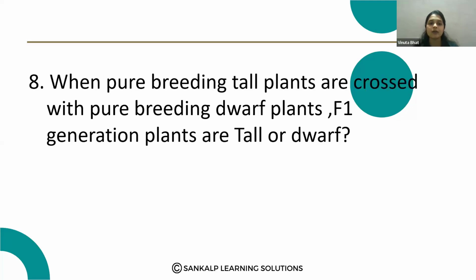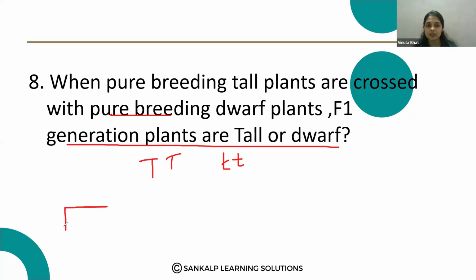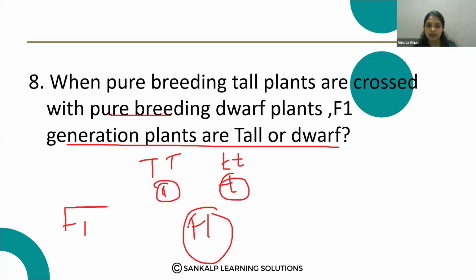Next question. When pure breeding tall plants are crossed with pure breeding dwarf plants, are the F1 generation plants tall or dwarf? Pure breeding tall plants means TT, crossed with pure breeding dwarf plants, that is tt. The gametes are capital T and small t always. So the F1 generation plants, they all are tall plants. Okay.